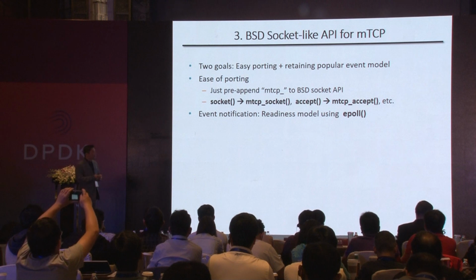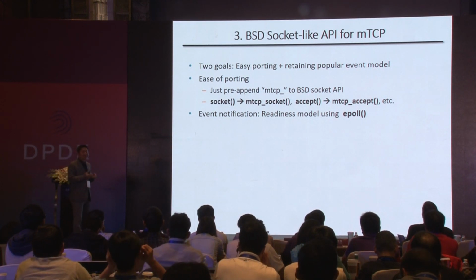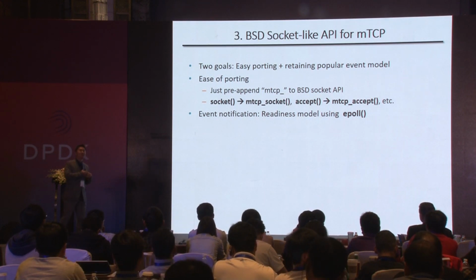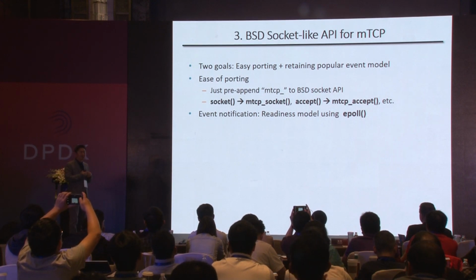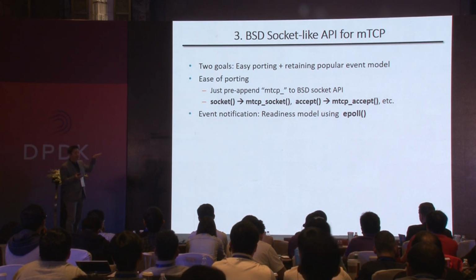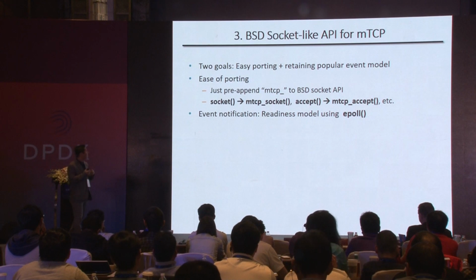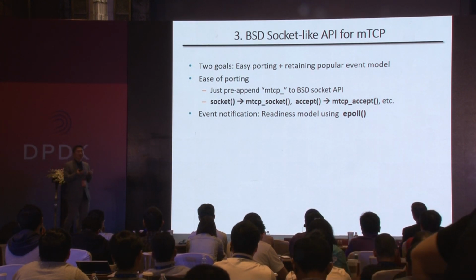The third point that we can make is that it's very easy to use mTCP. We designed the mTCP API to look very similar to that of the BSD Berkeley Socket API. In order to use it, you just add mtcp_ as a prefix. So socket becomes mtcp_socket, and accept becomes mtcp_accept. And we assume that we are using an event-driven architecture.